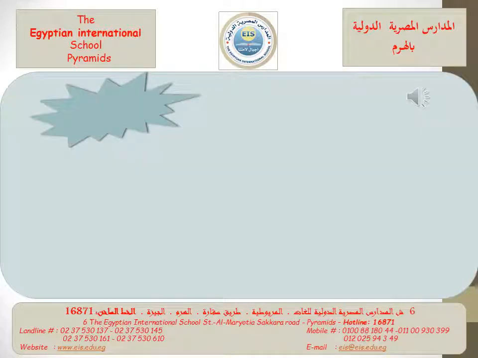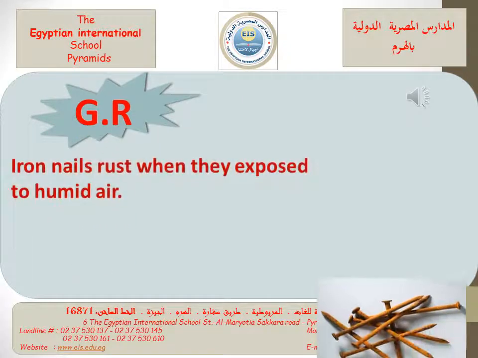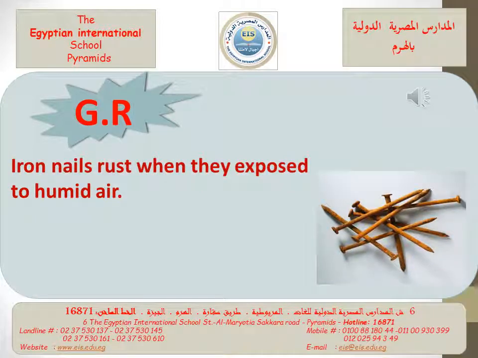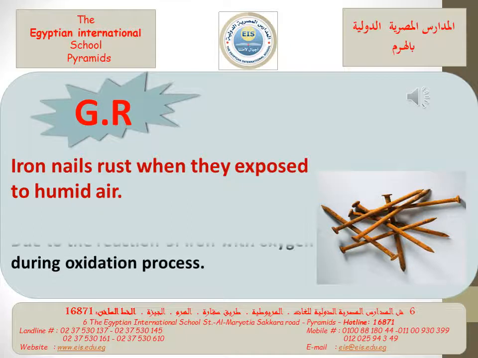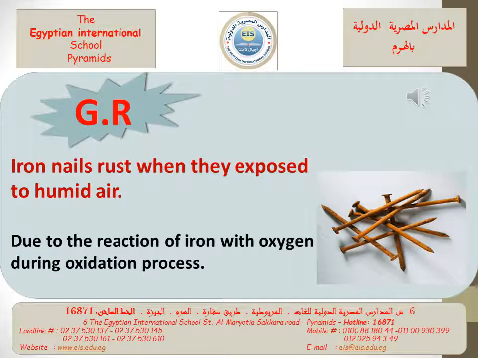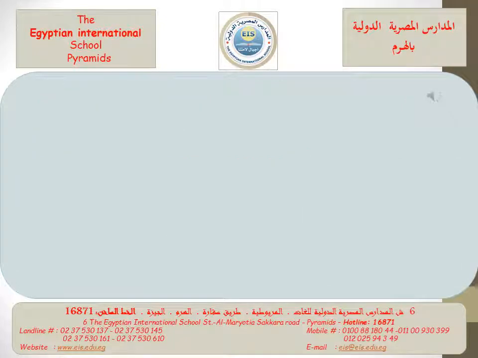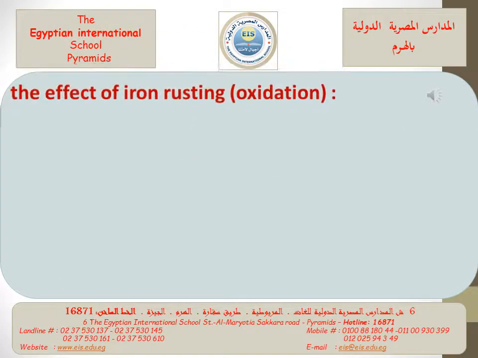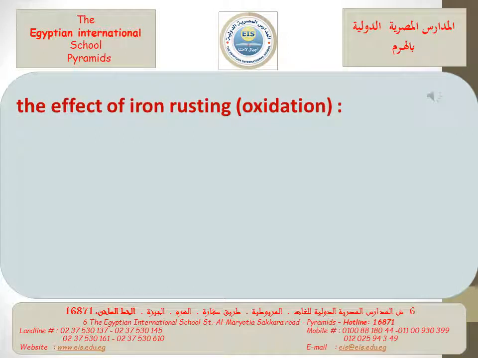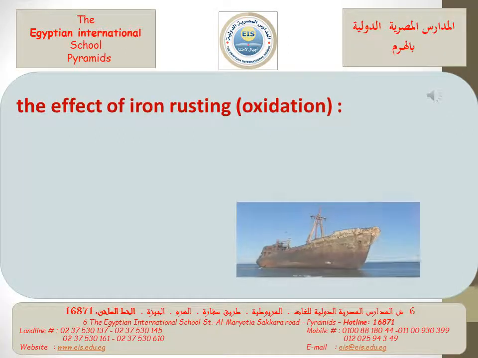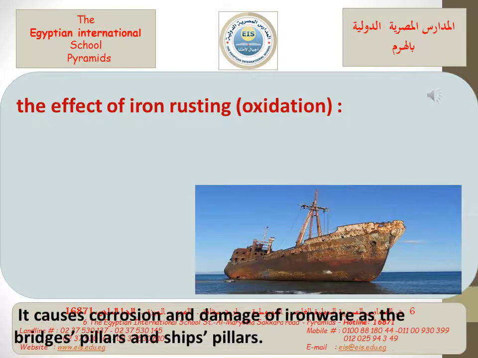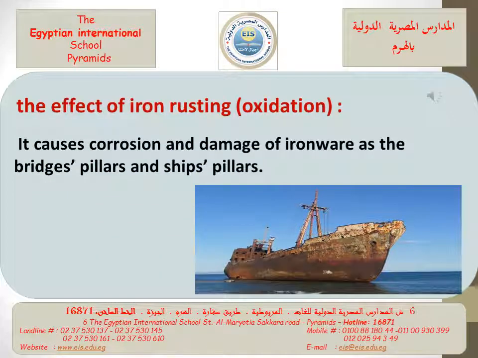So if I ask you, give a reason. Iron nails rust when they are exposed to humid air. Excellent. Due to the reaction of iron with oxygen during the oxidation process. So what is the effect of iron rusting? Is iron rusting harmful or harmless? Iron rusting causes corrosion. Corrosion معناها تآكل and damage of ironware.